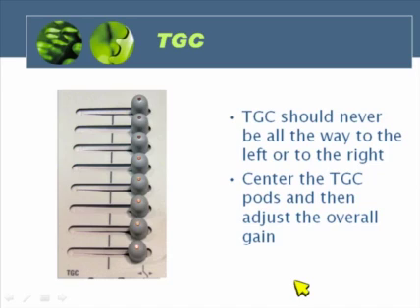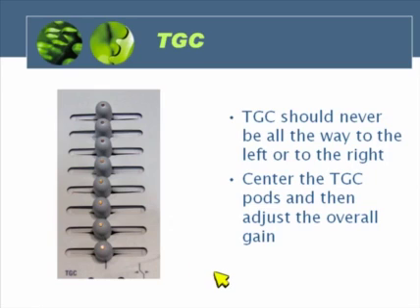The TGC settings, or pods, should never be all the way to the left or all the way to the right. When my gain pods are all the way to the right like this, I have nowhere else to go. What I recommend is to center the TGC pods, adjust your overall gain, and then from there, use your TGC to correct for attenuation.